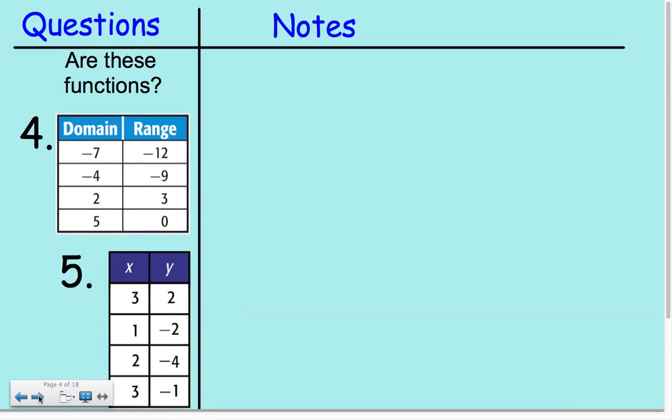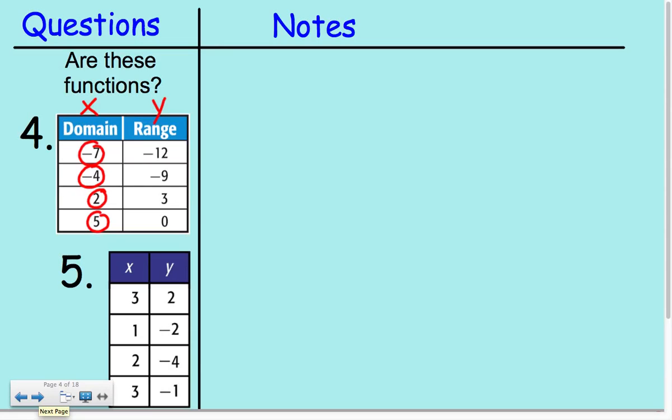So now we're going to go to some tables. These ones look a little bit different. The way you figure out if these are functions is we always look at the x column. So I'm going to circle all of our numbers in the x column. Remember, domain is another word for x, range is another word for y. Input also works as another name for x. Output is another name for y.